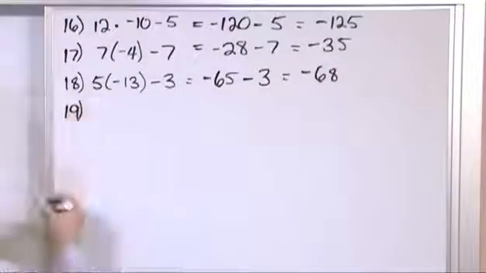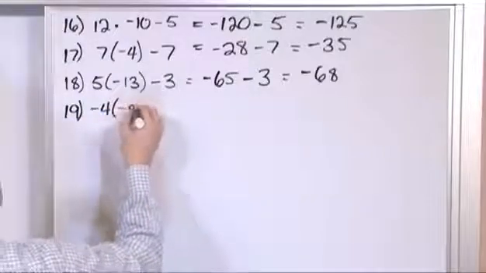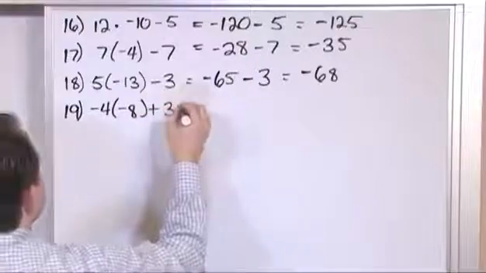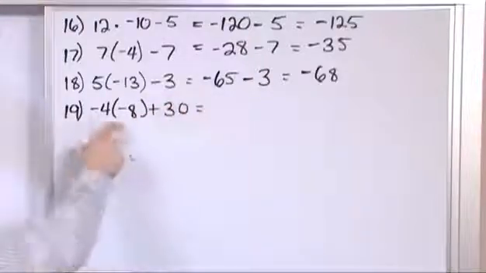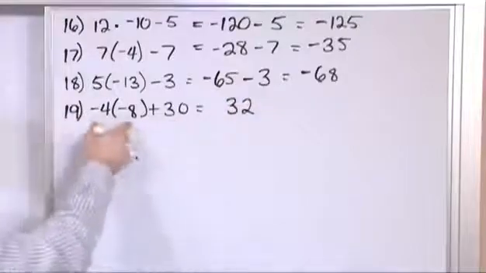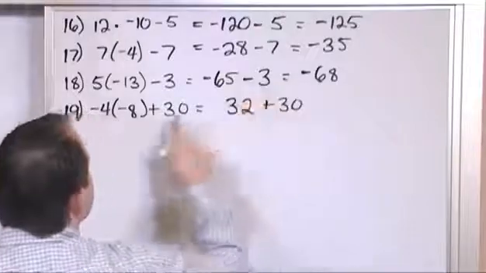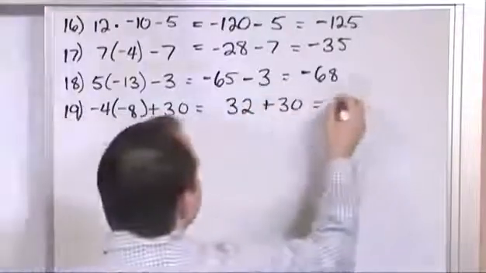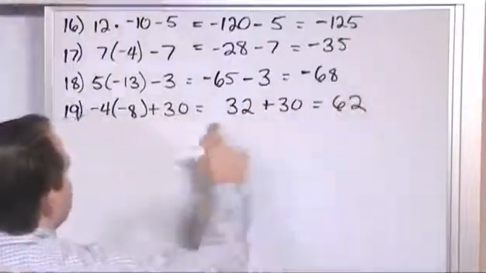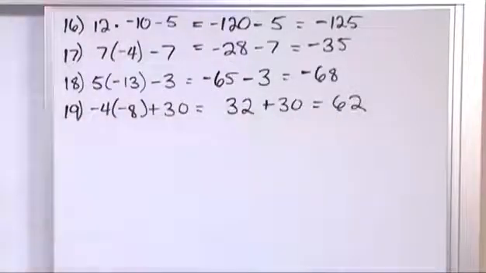All right, let's look at number 19. Let's say we have negative 4 times negative 8 plus 30. Well, 8 times 4 is 32, and it's going to be positive because these are both the same sign. They're both negative. We still have to add the 30 from our problem, and so what we have in the end is 62. There's nothing really to do here. You just add them up. The sign is positive because it's regular addition.